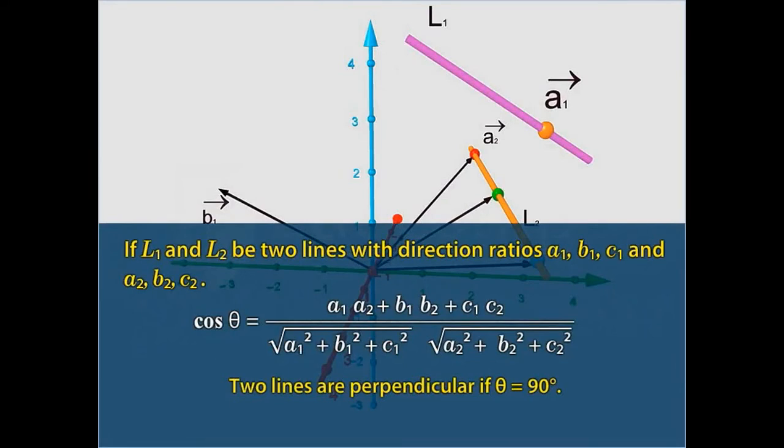Two lines are perpendicular if theta equals 90 degrees. Two lines are perpendicular if cos theta equals 0. This implies A1 A2 plus B1 B2 plus C1 C2 equals 0. Two lines are perpendicular if A1 A2 plus B1 B2 plus C1 C2 equals 0.